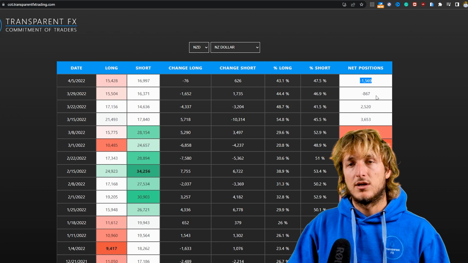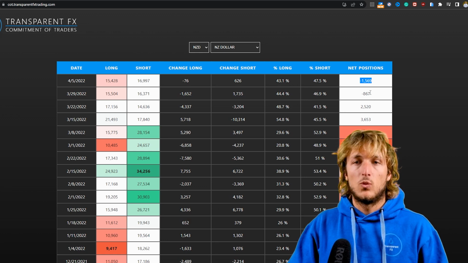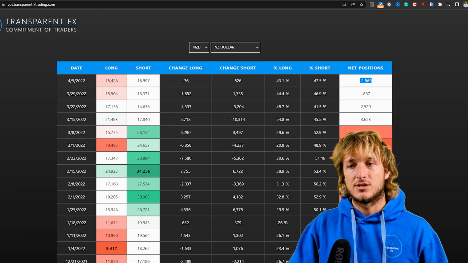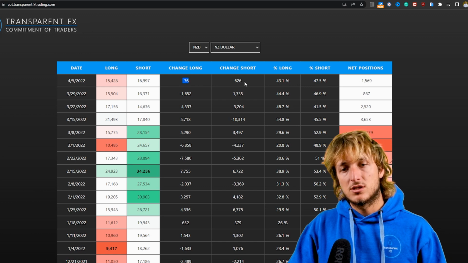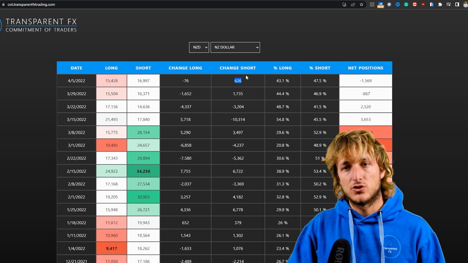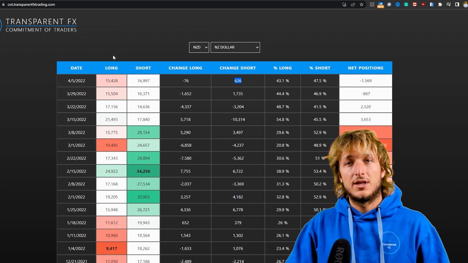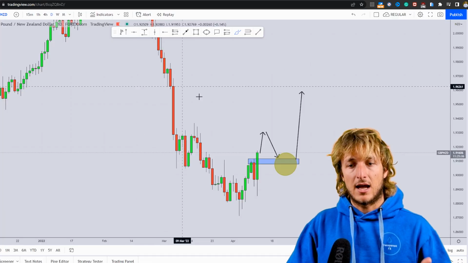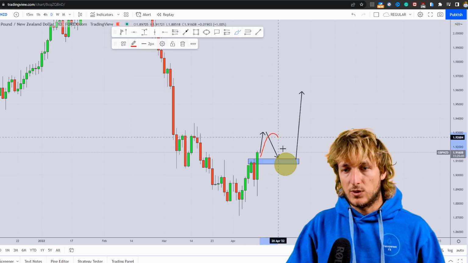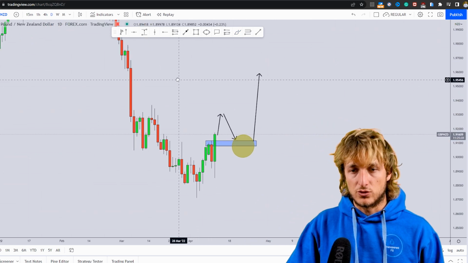However, what we're starting to see here is, once again, net positions that are starting to get decreased. In fact, we went from minus 800 to minus 1.5k net positions, with longs closed and shorts opened from an institutional perspective on the NZD, showing that the NZD could once again start to get weaker. And a weakening NZD is exactly what we need if we are to create this continuation to the upside.